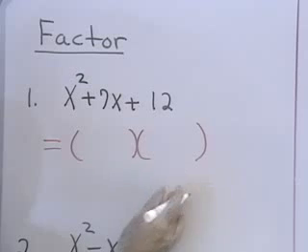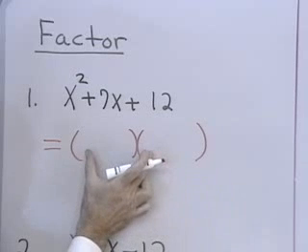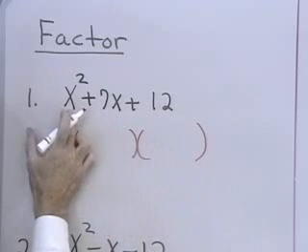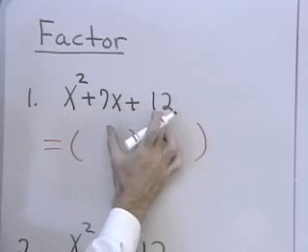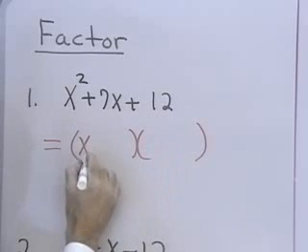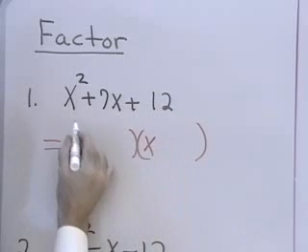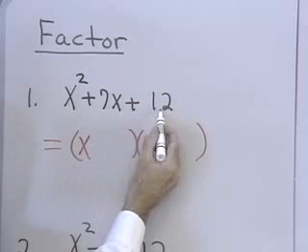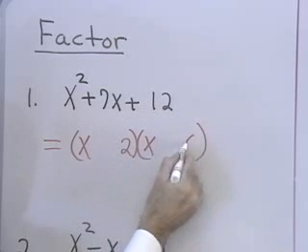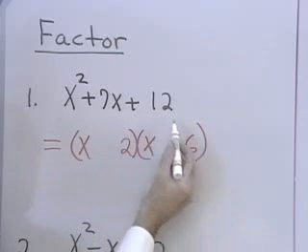the product of two binomials such that the product of their first terms has to give us x squared and the product of their last terms has to give us 12. So if I use x and x for the first two terms, I get x squared. Now there's a lot of ways to get 12. Let's try 2 and 6. 2 times 6 will be 12.